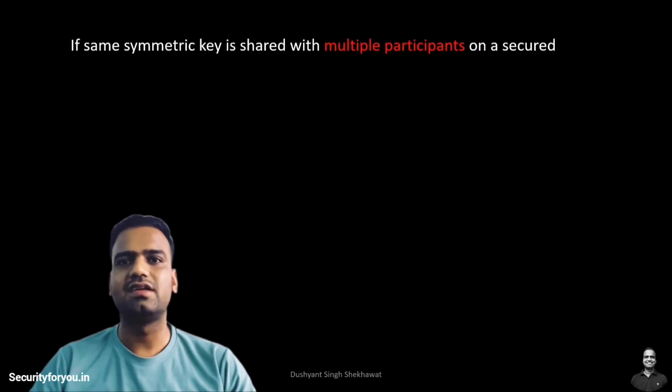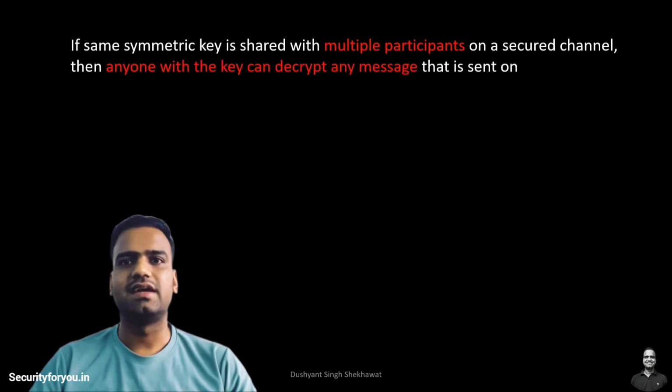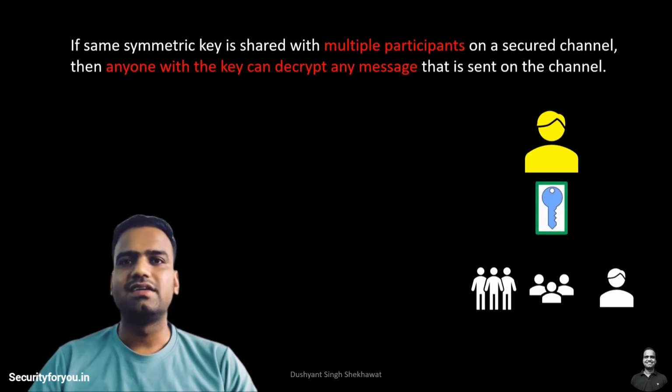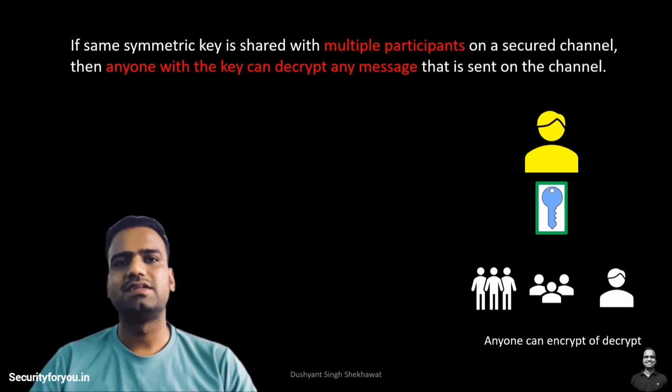Another limitation of symmetric encryption is that if the same symmetric key is shared with multiple participants on a secure channel, then anyone with the key can decrypt any message that is sent on the channel, right? This means that it is not possible to authenticate the sender of a message. In other words, you cannot be sure who sent the message because everyone is using the same key.